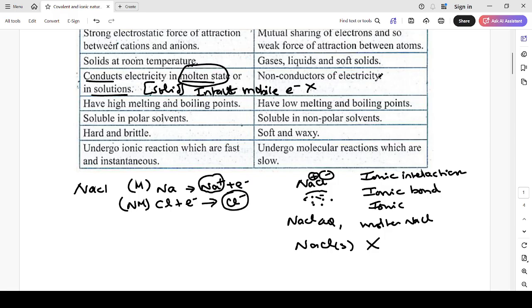Of course, we are talking about covalent compounds here. The electrons are mutually shared between them. There is no free electron at all. So they are non-conductors of electricity.